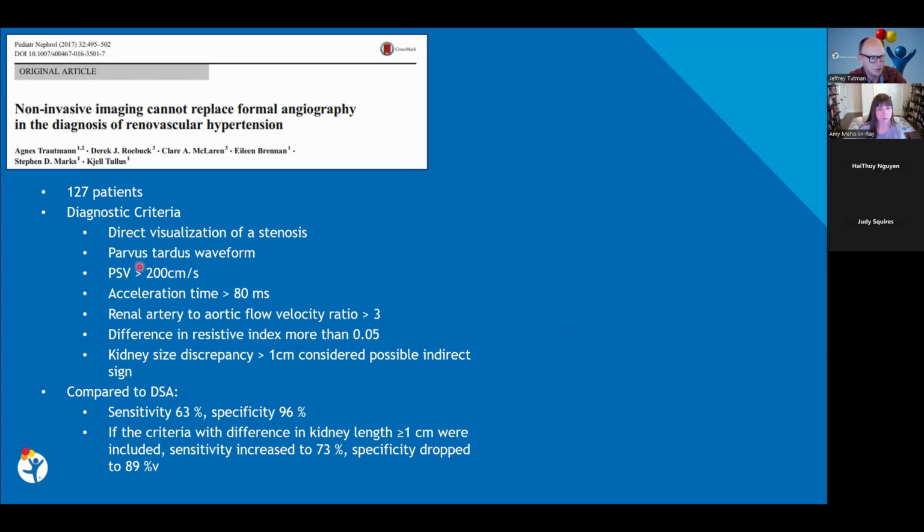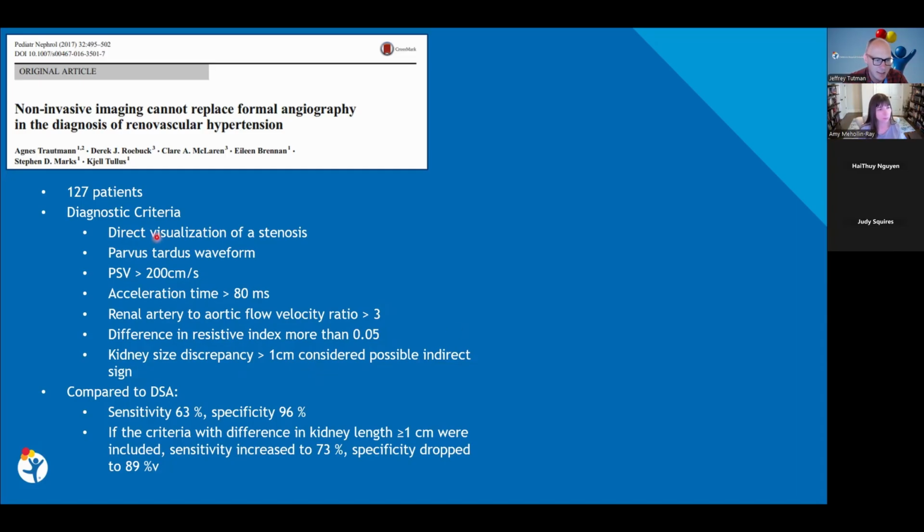So either direct visualization, the parvus tardus, the 200 centimeters per second for the peak systolic velocity, acceleration time, and then they use this renal artery aortic flow velocity ratio, which is more often used in the adult population. They use this difference in the resistive indices of more than 0.05. Then they considered a size discrepancy of greater than a centimeter as a potential indirect sign.